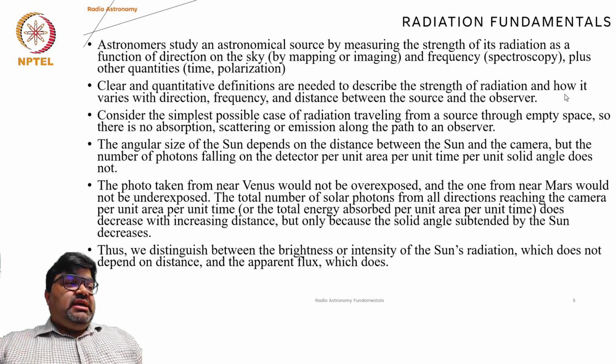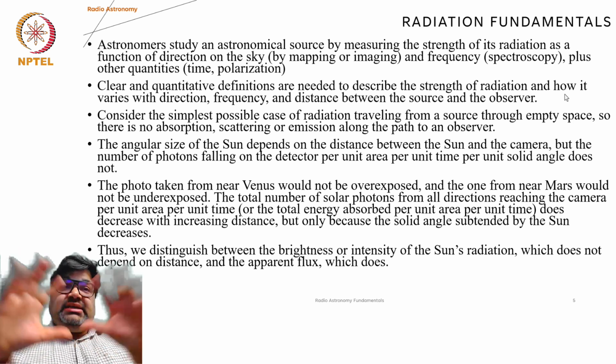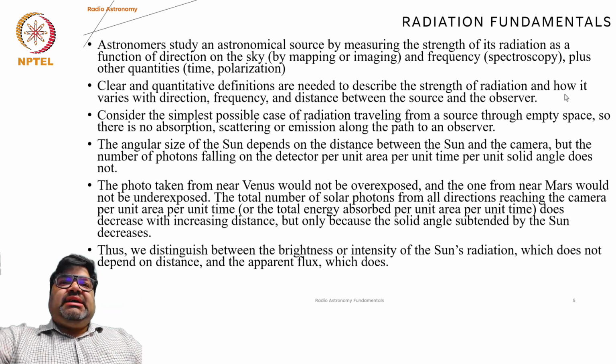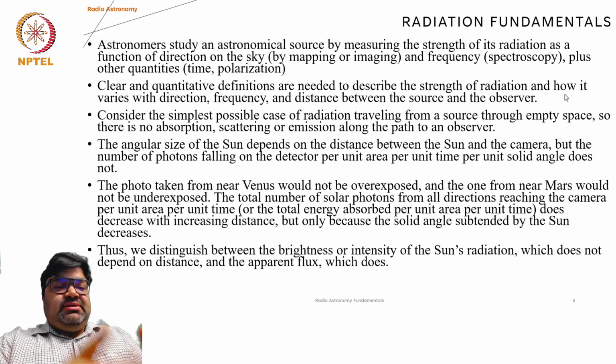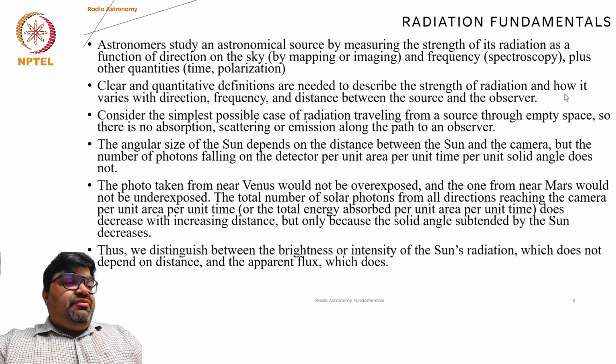The total number of solar photons from all directions reaching the camera per unit area, per unit time does decrease with increasing distance, but that is because the sun emits in all directions. So if you go further away, you are only intercepting some part of the solid angle, so that flux may decrease, but not because of the distance per se. So we distinguish between the brightness or intensity of the sun's radiation, which does not depend on the distance, and the apparent flux, which does depend on the distance.